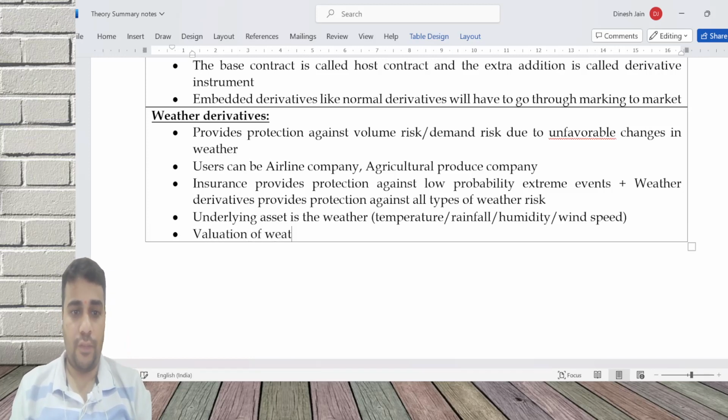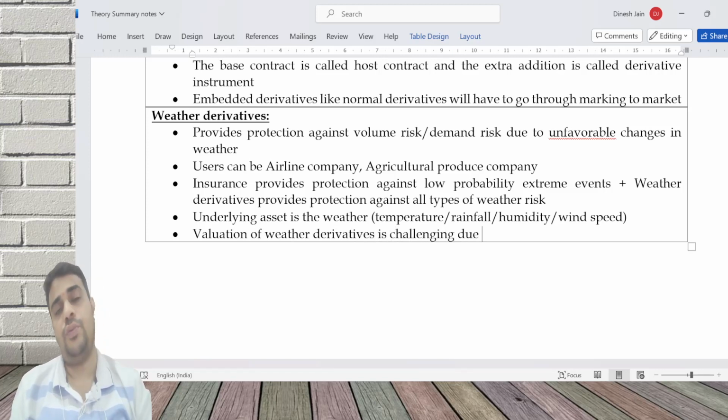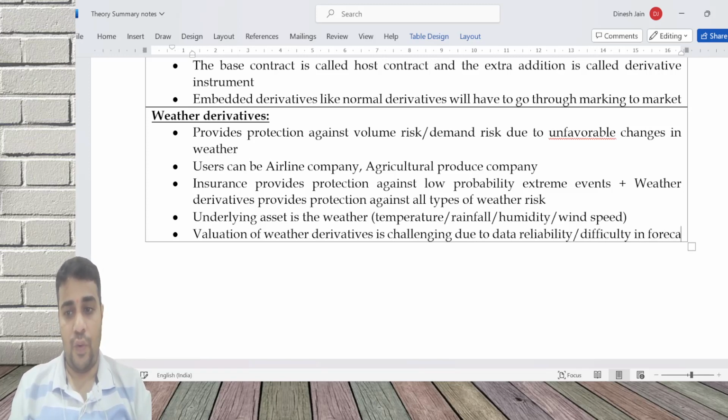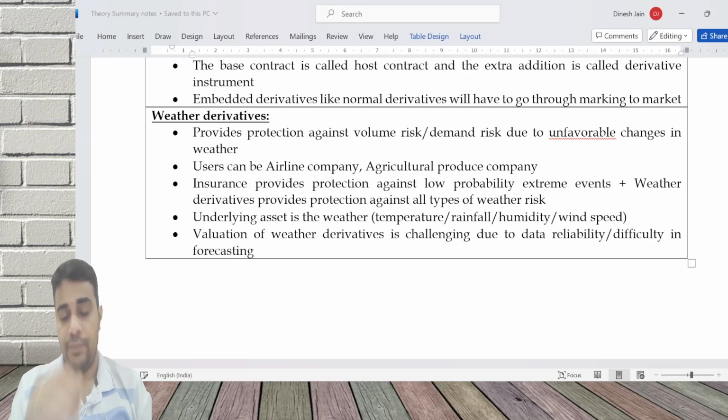Valuation of weather derivatives is challenging due to data reliability and difficulty in forecasting. This is on the weather derivative side. An expansion of weather derivatives came into electricity derivatives. So your material also talks about electricity derivatives.